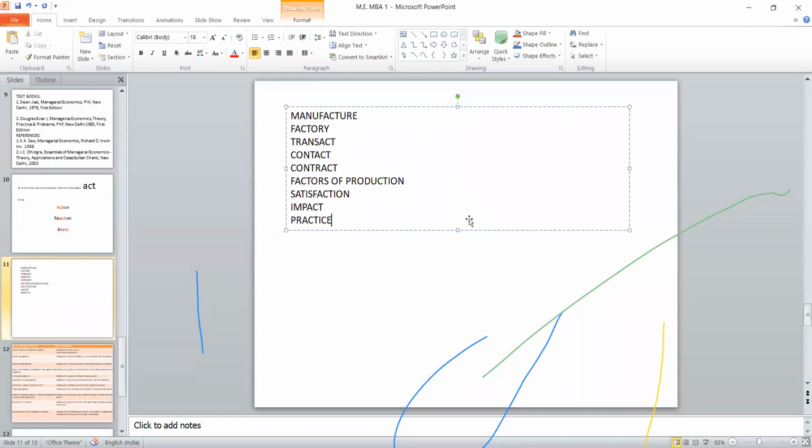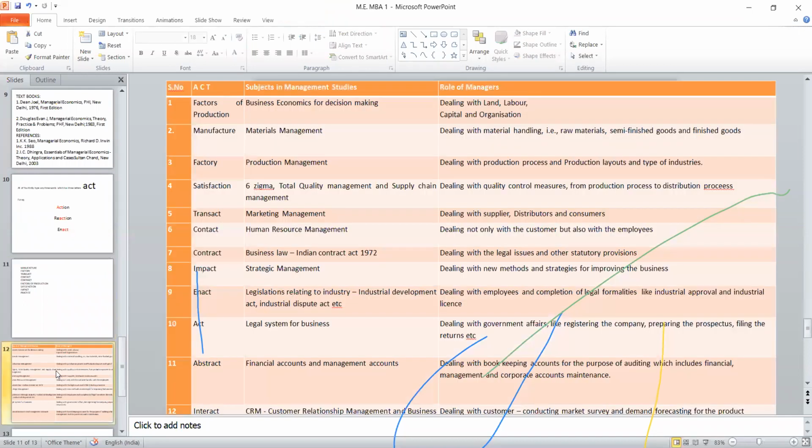Now, using all this, I'm moving to the next slide. What is the role of a manager? You are having a section B question. This is the actual question. This is nothing but your four semesters' papers.